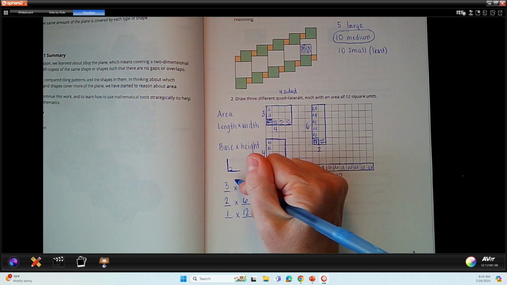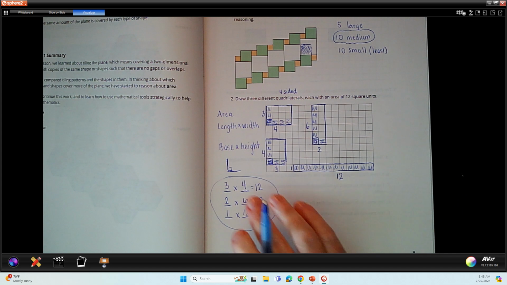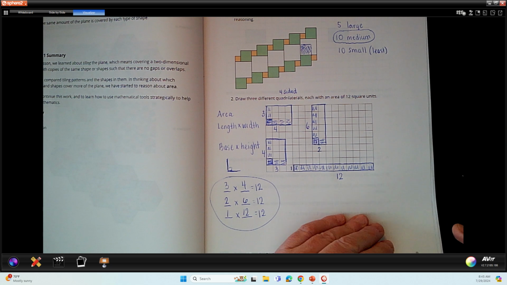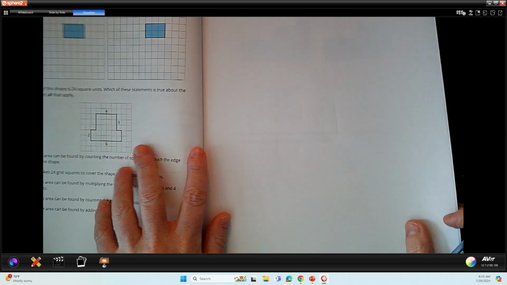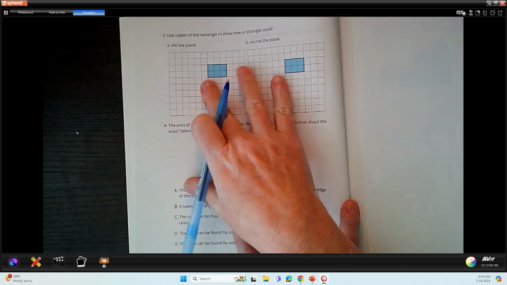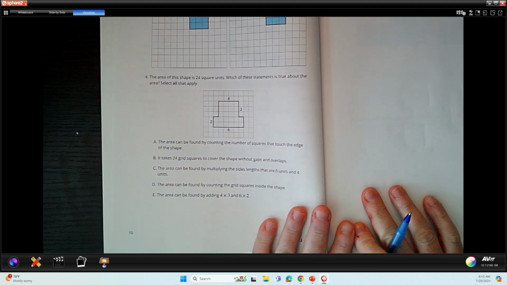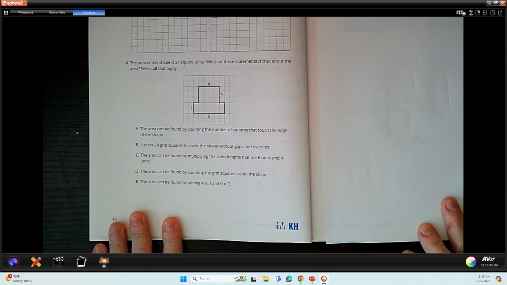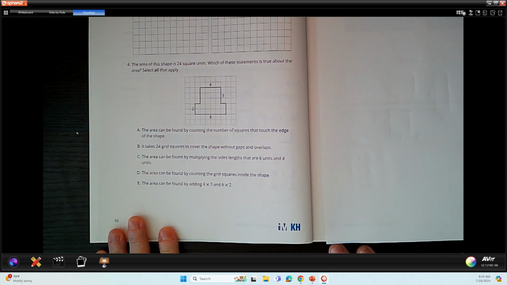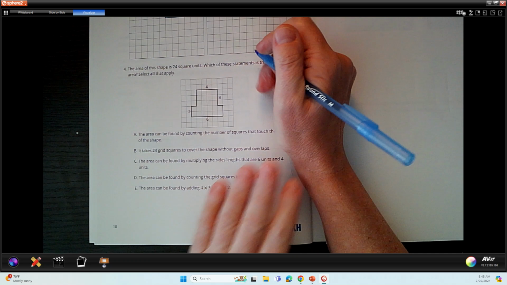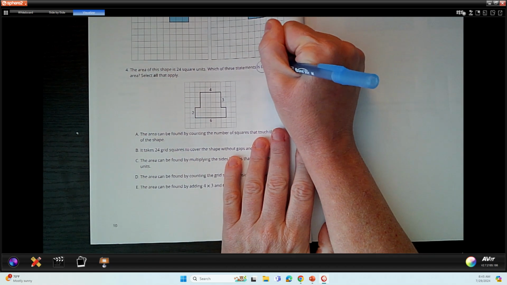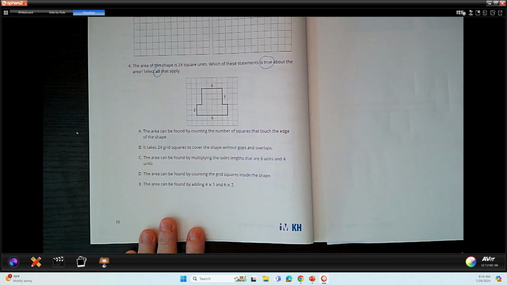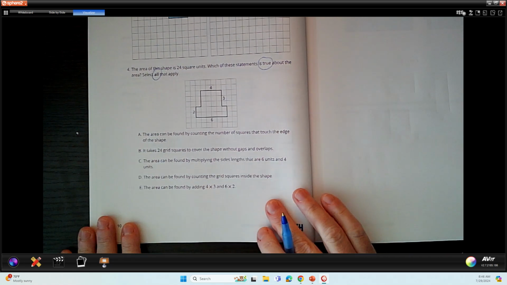Okay, so all I had to do is think about the facts, the multiplication facts, the factors that would make 12. Good job, everybody. All right, I'm not going to do question number 3, so I'm going to skip this one. But I'm going to look at question number 4. Question number 4 says the area of the shape is 24 square units. Which of these statements is true about the area? And then it says select all that apply. That kind of lets me know there's more than one correct answer.